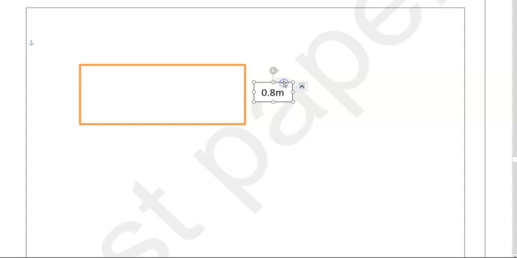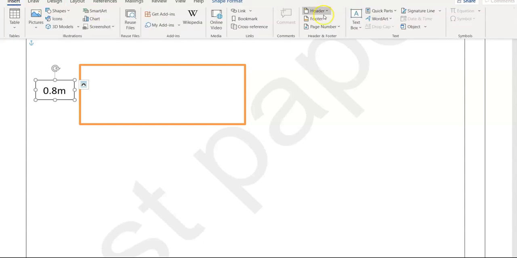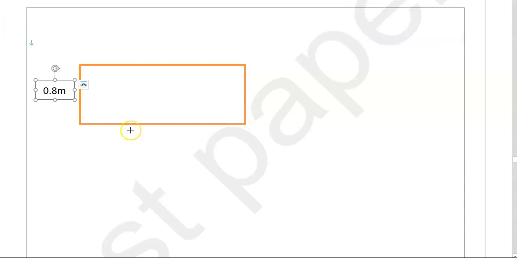So this side is equal to 0.8 meters, or this one, either way. This one is 12.88 meters.